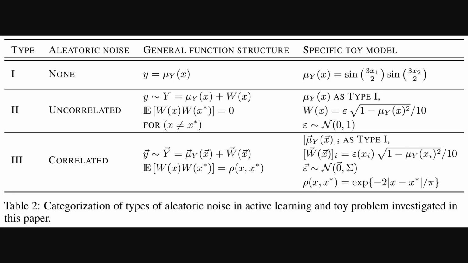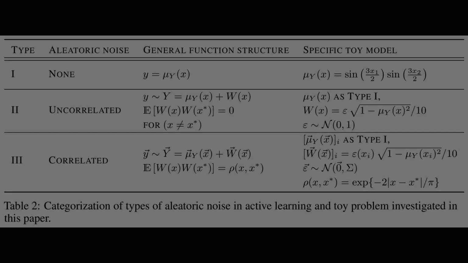So the previous figure contrasted scoring rules. Table 2 organizes the noise settings used in the experiments. The table lists 3 types: none, uncorrelated, and correlated, and it specifies both a general form and a concrete toy model. The uncorrelated case sets cross-location noise products to 0, which means each measurement jitters independently. The correlated case ties noise across inputs through an exponential correlation, so batched observations can share disturbances. This structure matters because the selection method targets reducible error while avoiding regions dominated by shared aleatoric fluctuations.